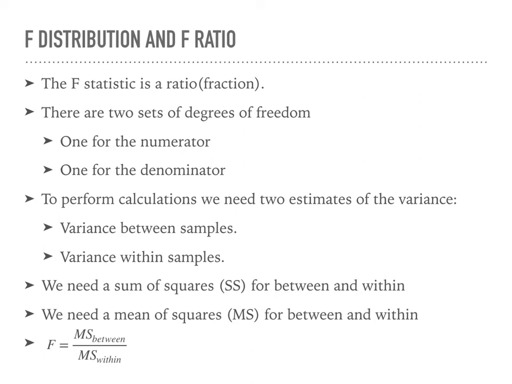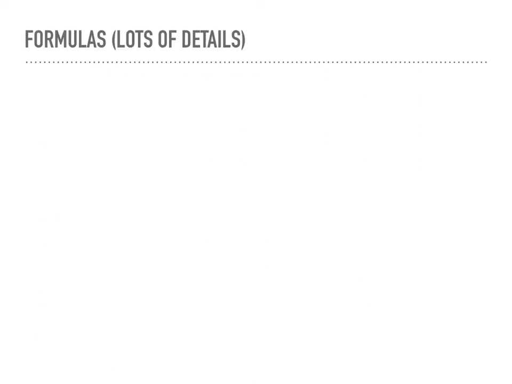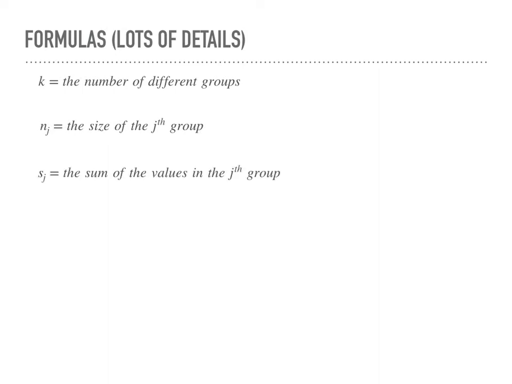Now, we have a lot more formulas that we do need to cover. First, some notation. K equals the number of different groups. N sub j is equal to the size of the jth group. S sub j is equal to the sum of the values in the jth group. And N is the total number of values. X is just one specific data value.